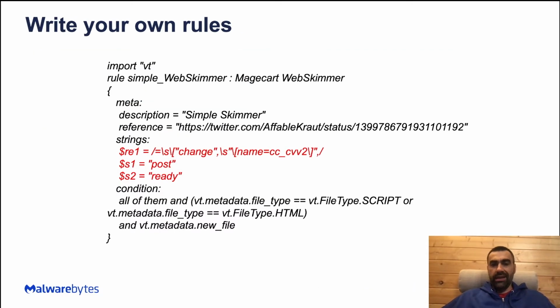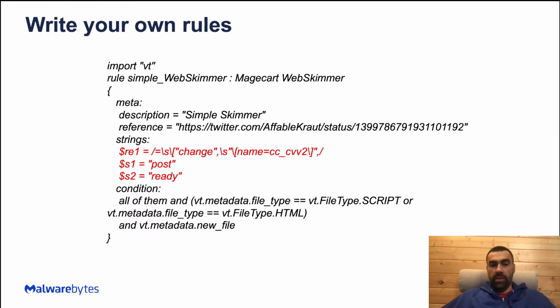So I just took an example from a tweet. The tweet showed me, okay, this is a new skimmer. This is what it looks like. In this case, I'm not sure if it was detected or not by an AV product, but regardless, we want to write our own rule. We don't necessarily want to depend on an AV detection. So I just took a few strings that were very particular to that skimmer, and then also, as usual, restricted my search to certain file types, scripts and HTML. And that's it.